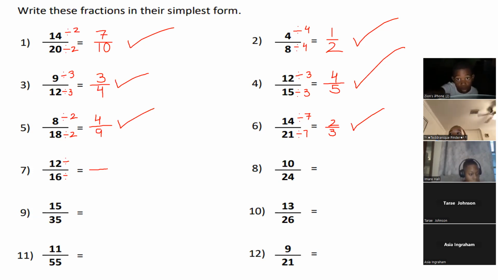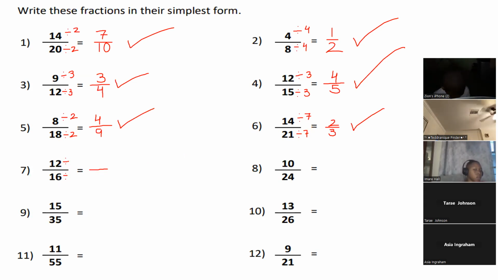Zion, are you there? Yes, sir. You have to use the same number used at the top at the bottom. You understand me? Let me say this again. The same number used on the top is the same number you must use at the bottom. So you can't use 8 on the bottom. Most of these are wrong. That means you didn't understand what you're doing. So write down the correction, Zion.